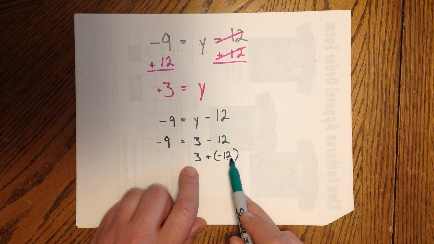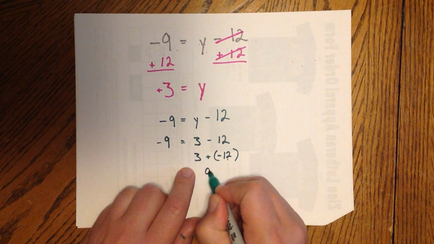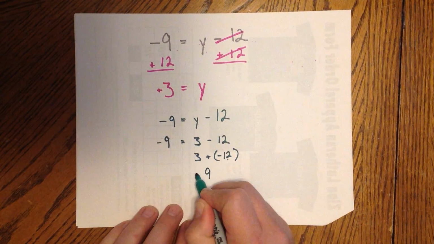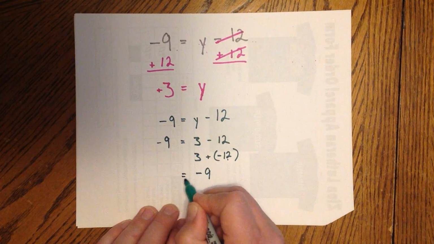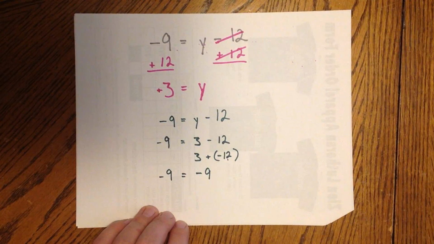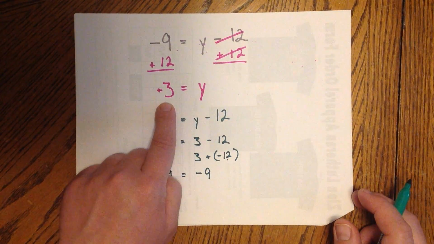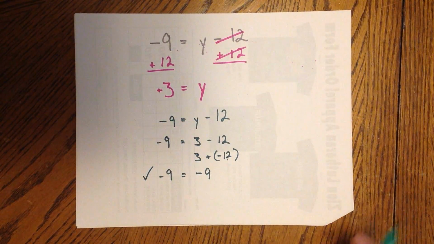Therefore, for the absolute values, we need to find the difference. 12 minus 3 is 9. And the negative 12 is a greater absolute value, so therefore it's going to be negative 9 is equal to, and this just drops down, negative 9. So negative 9 is equal to negative 9. It checks out. Therefore, positive 3 equals y is my solution.